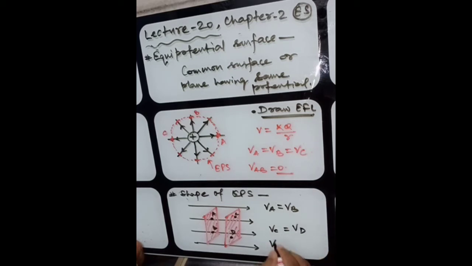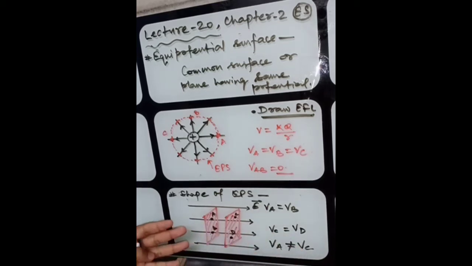But remember, VA not equal to VC. Why? As you are moving forward, this is the electric field. As you are moving forward in the direction of the electric field, the potential decreases, since electric field lines move from high potential to low potential, and it is quite clear VA is greater than VC. VA is greater than VC. So a number of questions are being prepared over here. So this is the shape of the equipotential surface.